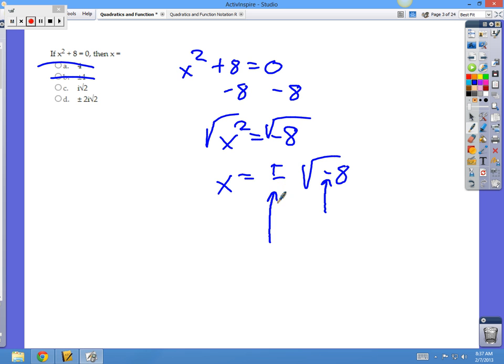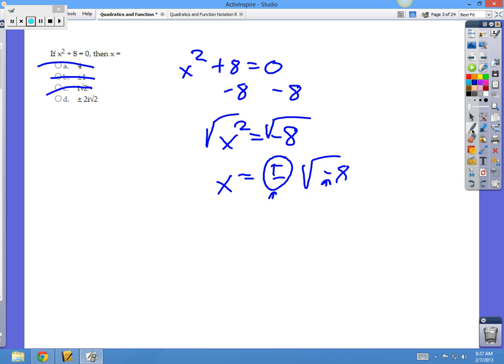Because C does not have a plus or minus. C only has a plus. So I know right off the bat it's going to be D. And I can prove it because my next step would be this right here.